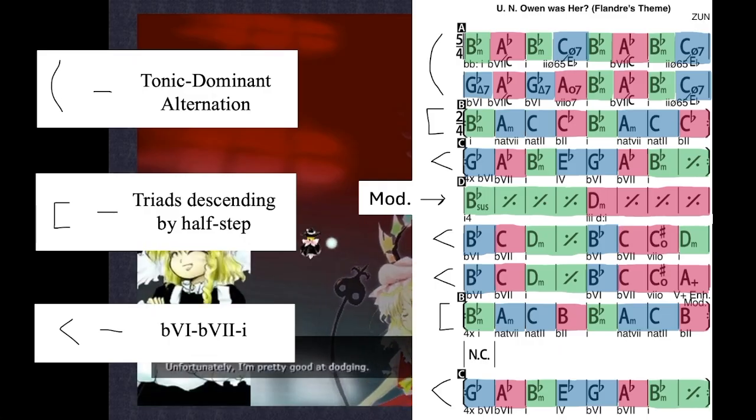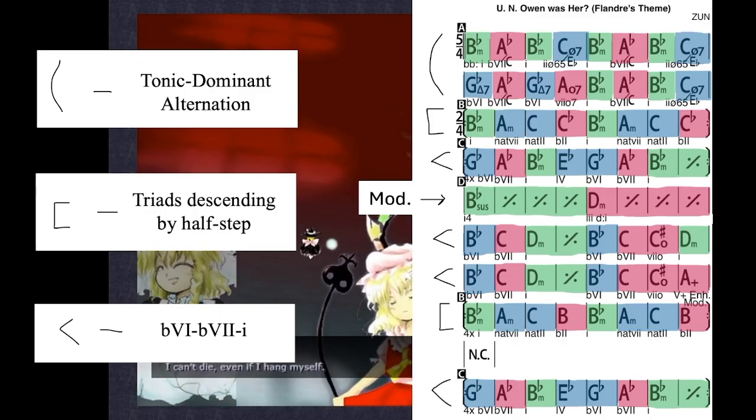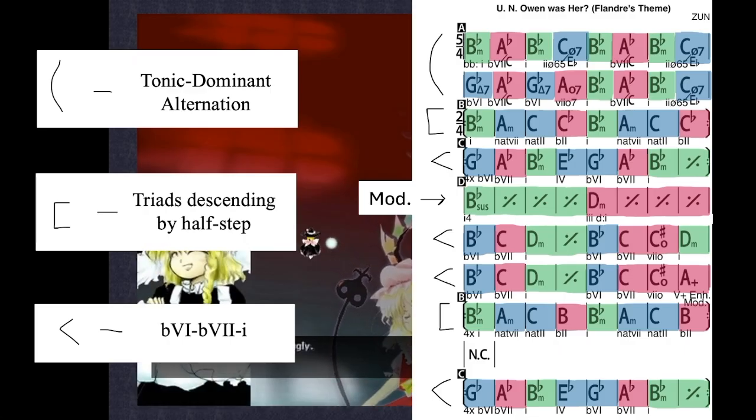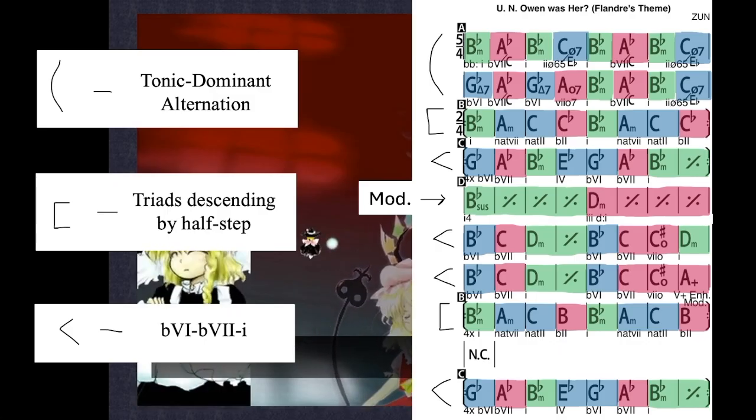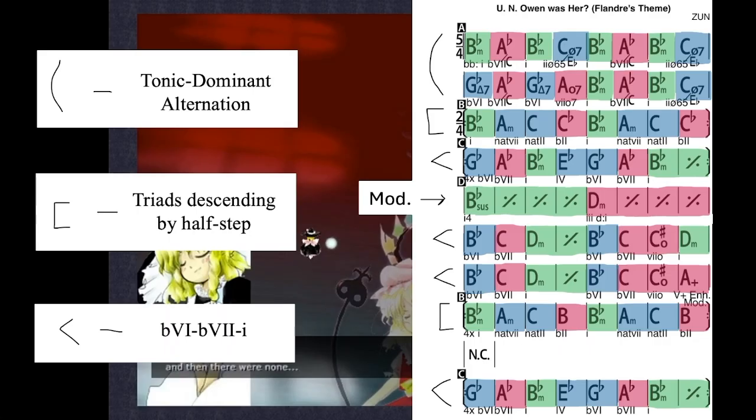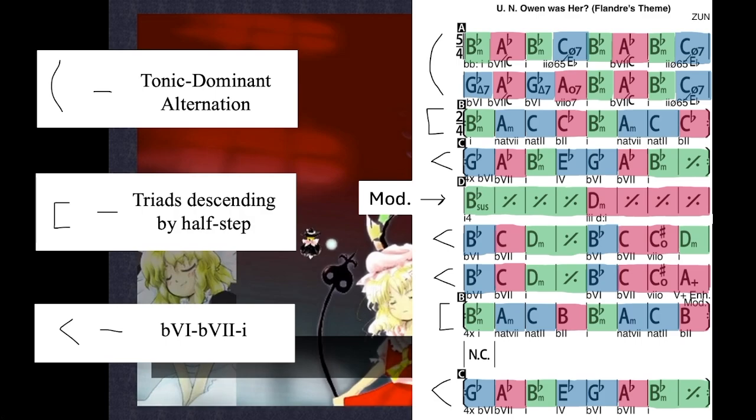Right? It's such a fun chorus. So now let's talk about these last couple things. As we can see, besides the modulation, which is kind of its own thing, this piece is made up of very few things in general. We have this tonic dominant alternation, right? This sort of back and forth and back and forth figure from the beginning.